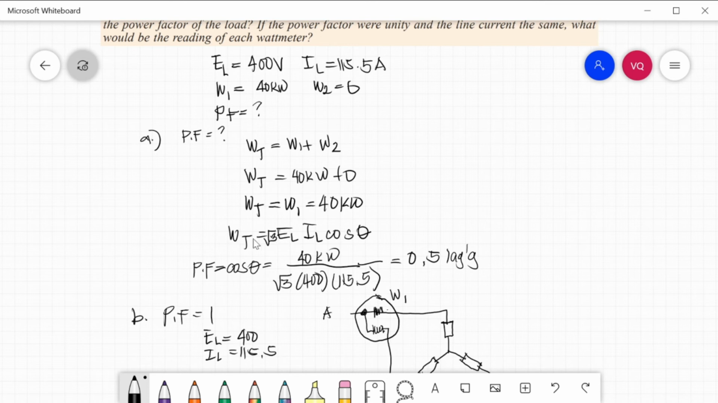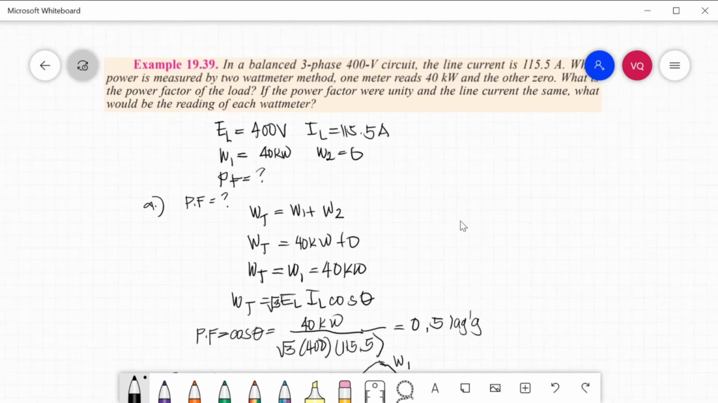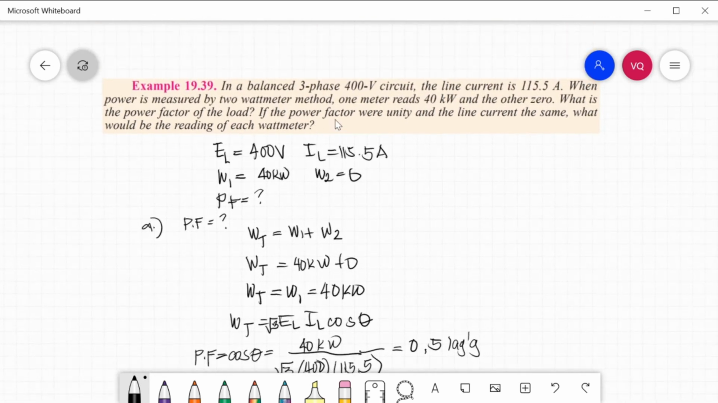So total power is equal to square root of 3 ELIL cosine theta. So power factor is equal to cosine theta equal to 40 kilowatts divided by square root of 3 times 400 times 115.5. Our power factor will be 0.5 lagging when wattmeter 2 is equal to 0. The second problem is what if the power factor were unity and the line current is the same, what will be the reading of each wattmeter?